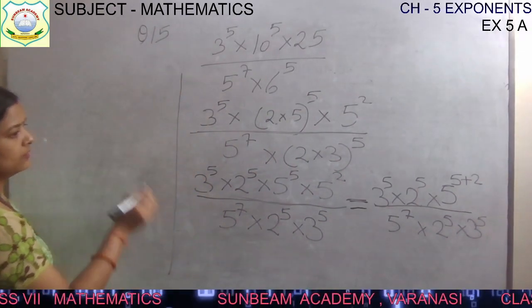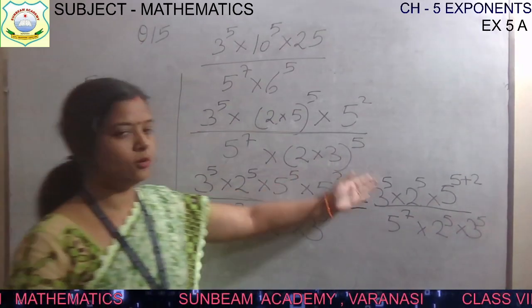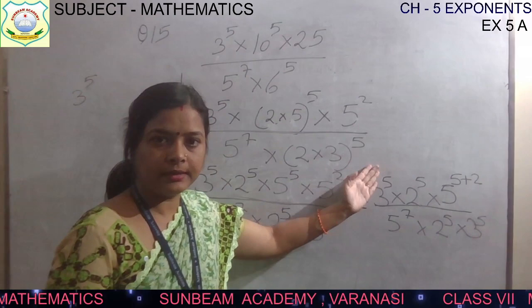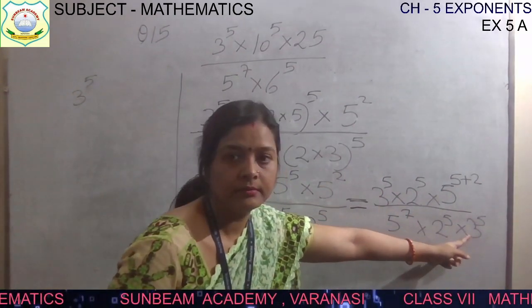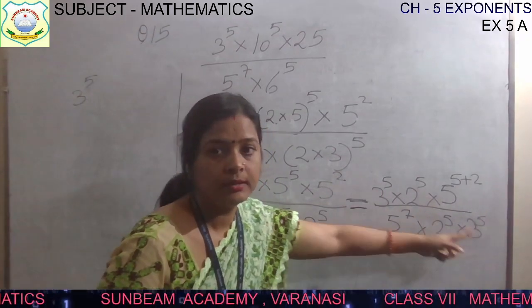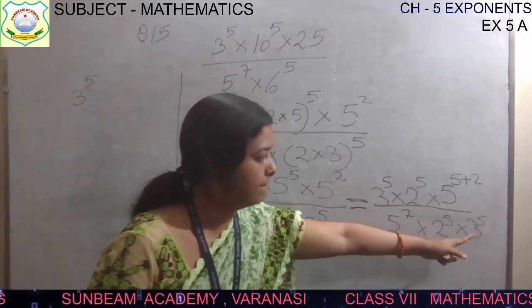Now next step children, next step see here. See here, 3 to the power 5. Now see the numerator and denominator. Is there any same base? 3 3. Yes, base are same. 3 3. So we can write it as 3 to the power 5 minus 5.